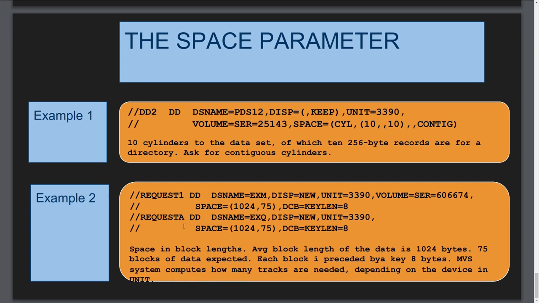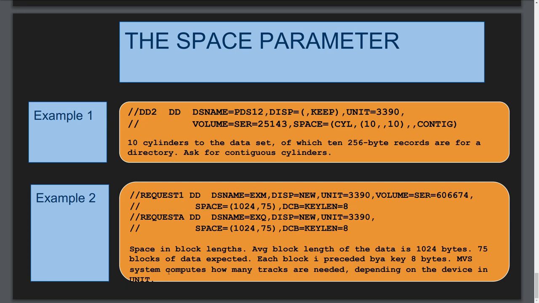And why is that? Because if we realize here we don't have cylinders or tracks, it means by default you're talking about blocks. And the block length is 1024 bytes with 75 blocks of data expected. So here you tell it how much data you're expecting this job to write. And then each block is going to be preceded by eight bytes in this one.